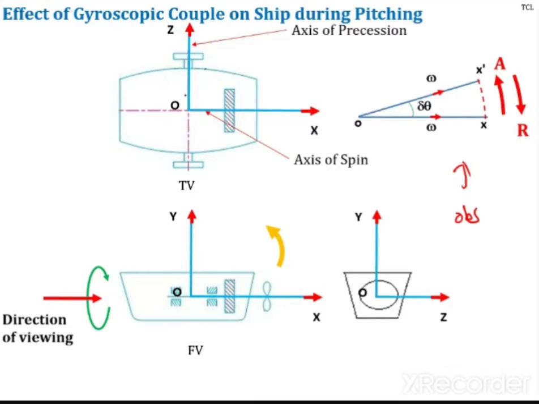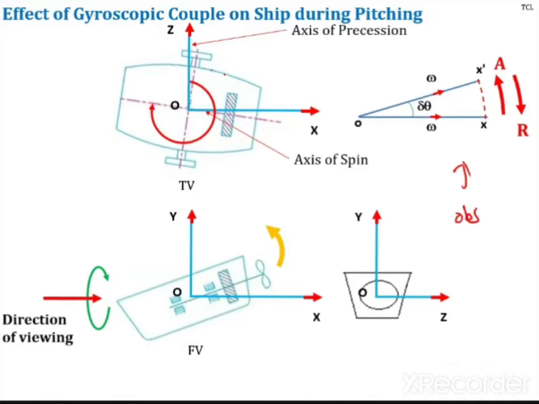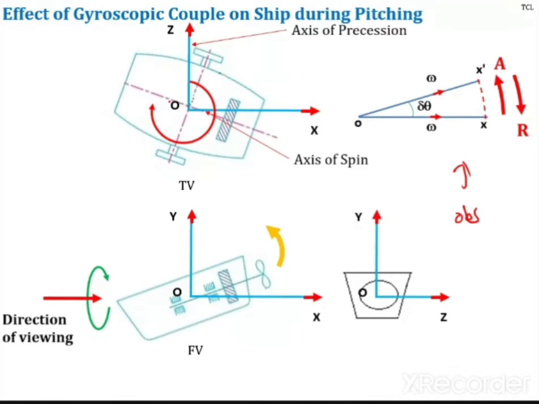Now, what is the axis of precession and what is the axis of spin? Let us see what the effect is. It is acting anti-clockwise. So the ship will try to move towards which side? The ship will try to move towards the starboard side. This is called the starboard side and this is called the port side.